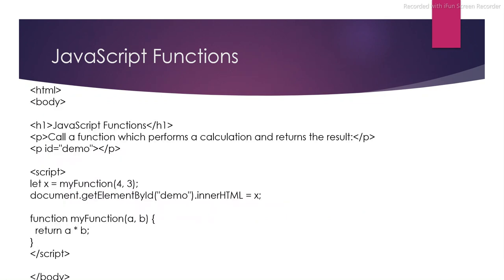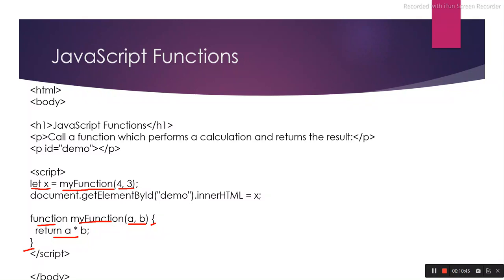So here I am writing a function. The name of the function is myFunction. I am taking two arguments, a comma b, and inside the open and close brackets I am writing the function body. What I am doing here is return a into b, just multiply the numbers and return the value. Now where I am calling this function, see here, let x equal to myFunction of 4 comma 3.